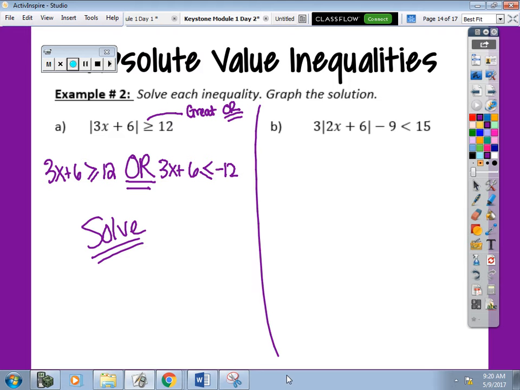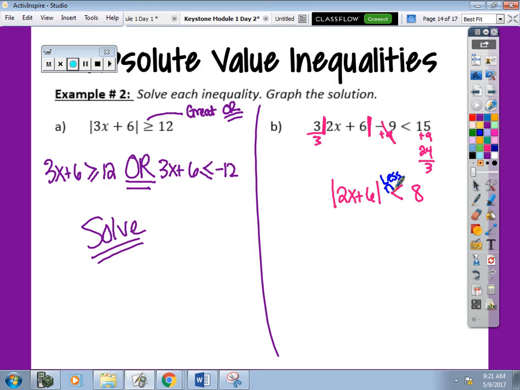Now for part B, your steps from the equations are still the same. You have to isolate this before you set up your compound inequality. So you would need to add 9 to both sides, which will get me 24. Then I would need to divide by 3 on both sides to get the absolute value of 2x plus 6 is less than 8. Then we can do our compounds.